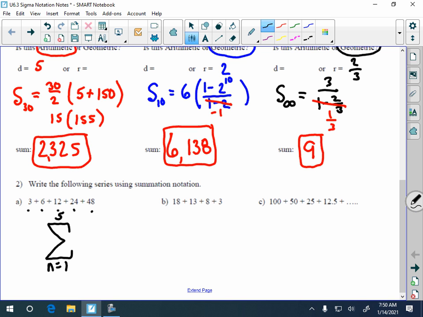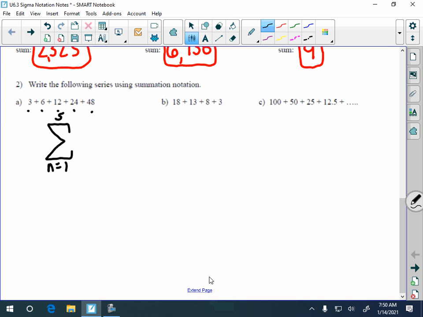And then off to the side, we're going to write the rule. So we have to see, is this arithmetic or geometric? And so to get from 3 to 6 to 12 to 24 to 48, we can see we're multiplying by 2. So this is geometric, multiplying by 2. All right, so there is an r value. It's 2. All right, and so our rule is going to be a sub 1, which is 3, times r raised to the n minus 1. All right, and that's all you have to do.